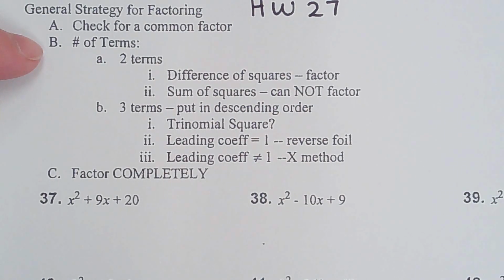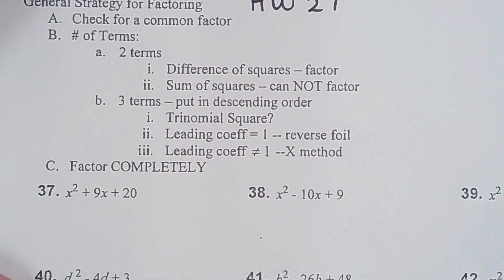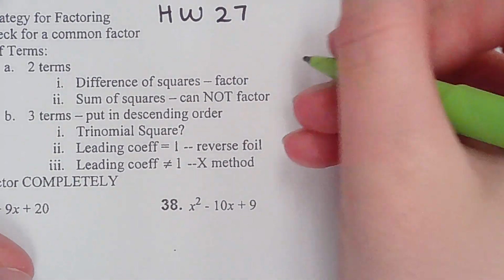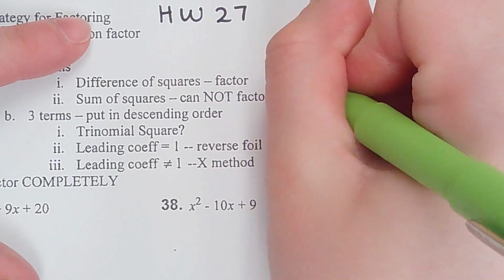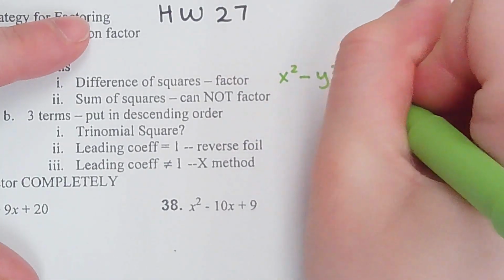So if it has two terms, there's a couple different options. You've got a difference of squares. We learned that one yesterday. It's one of our special products. And you will factor using the difference of squares pattern. If you want to write it on your page, you can. It looks like this. You have something squared minus another thing squared.